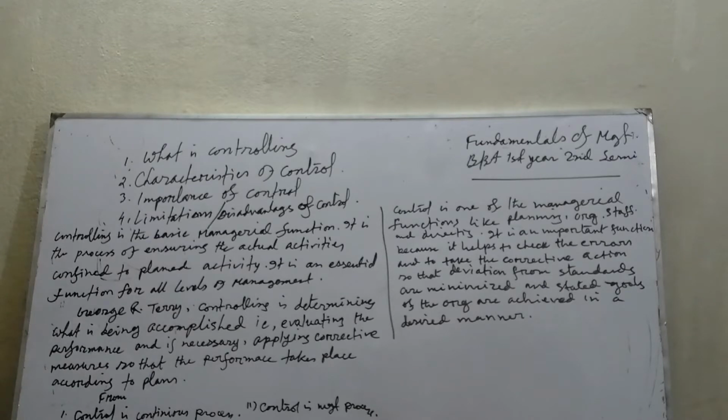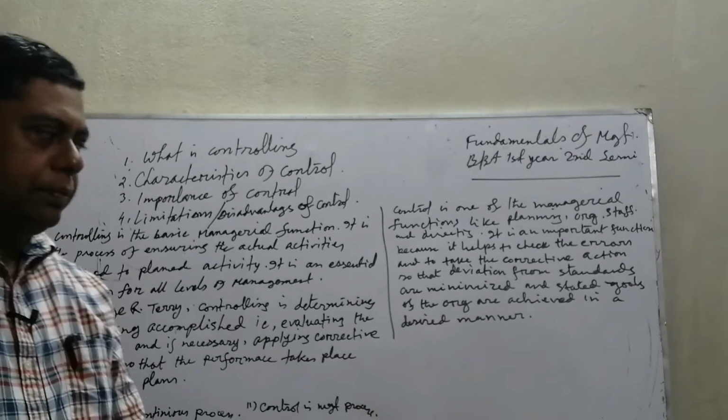Some definitions by various scholars of management are mentioned below. George R. Terry defines controlling as determining what is being accomplished. That means evaluating the performance and, if necessary, applying corrective measures so that the performance takes place according to plan.